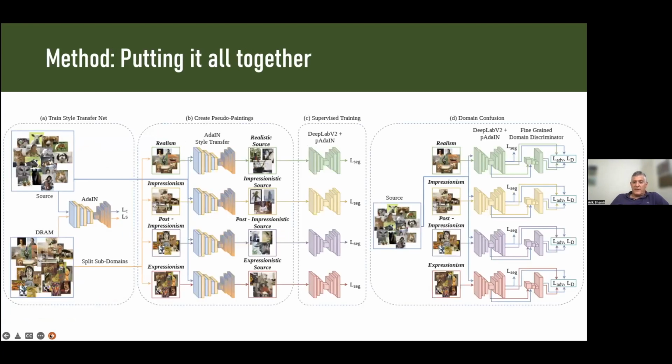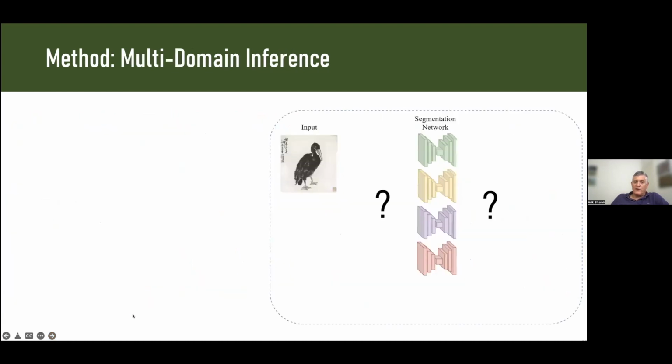Putting it all together, it might look a little bit large, but the idea is that we're training 4 different networks, one for each specific style. So we train a style transfer network, and then we create what I call pseudo paintings. We use them to run a supervised training approach for 4 different networks. And lastly, we do the domain confusion, where we continue to refine those networks in order to segment artistic paintings better.